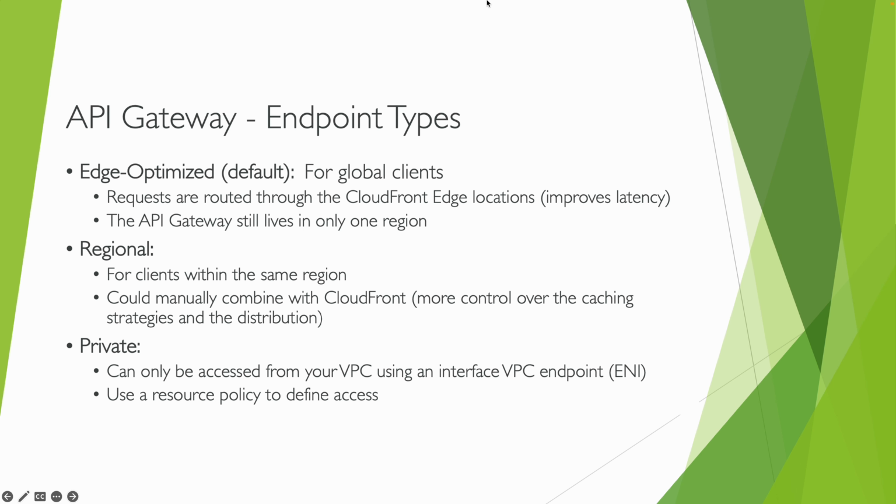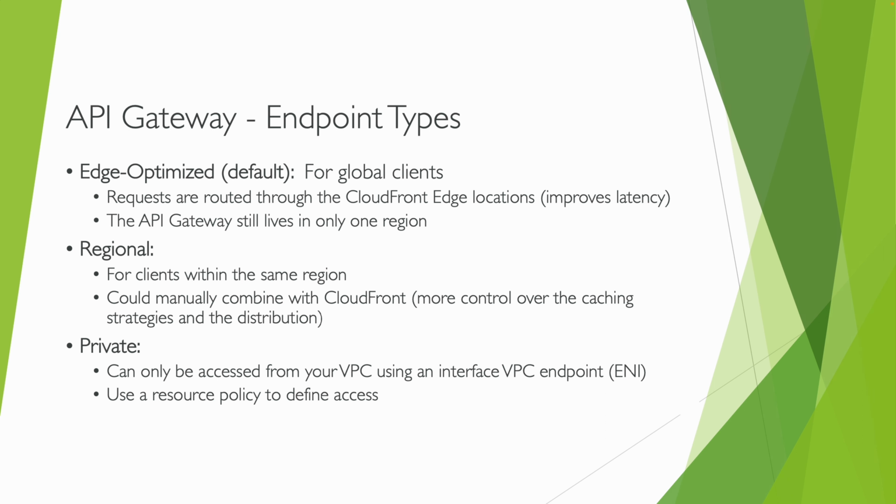So API Gateway endpoint. There are three types of endpoints while creating an API gateway. One is edge optimized. This is the default endpoint, so this comes as a default option. In this edge optimized, the requests are routed through the CloudFront edge locations. We have already seen in CloudFront that the data will be cached in the edge locations.